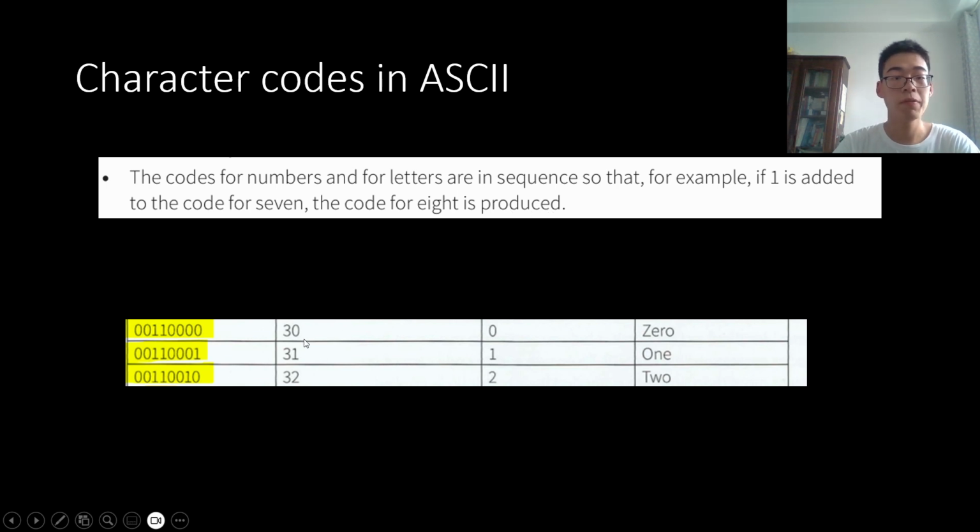For example, here we have code 0, shown here. If we add 1 to it, we have code 1. If we add 1 again, we have code 2, which means it's in the same sequence as what we've done in the representation of numbers directly. This is a really convenient feature of the ASCII code. We will show an example later in Python about how we can generate the number 1 if we know the number 0.